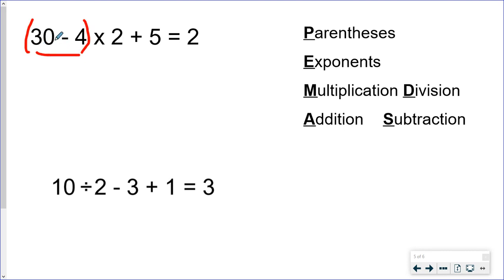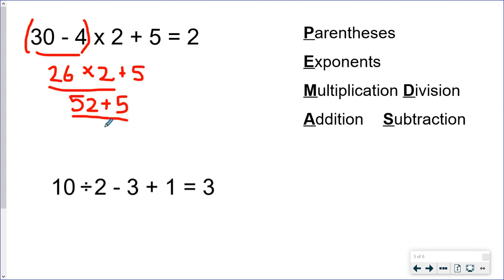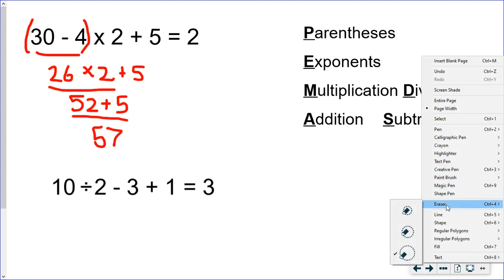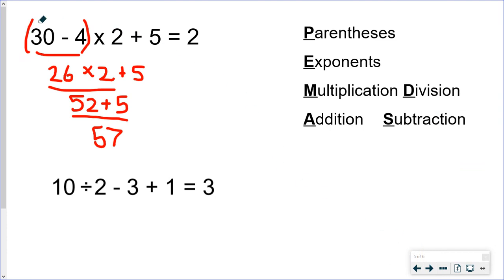Okay, let's do that. 30 minus 4 is 26. And now I'm going to bring everything else down. 26 times 2 plus 5. I don't have to worry about bringing the equal sign down because I want to make sure that this is my answer. Then the next thing I would do is the multiplication, which is 26 times 2. 26 times 2 is going to give me 52. And now I'm left with 52 plus 5, and if I add 52 plus 5, that gives me 57. So I noticed that 57 is not the same number as 2, which means, here's the good news, the parentheses do not go around the 30 minus 4.